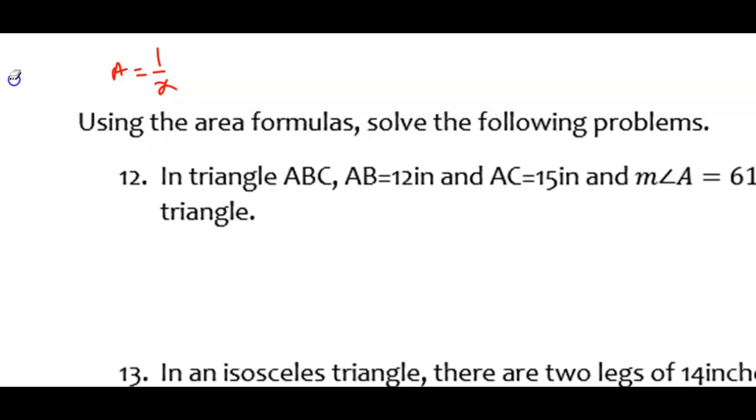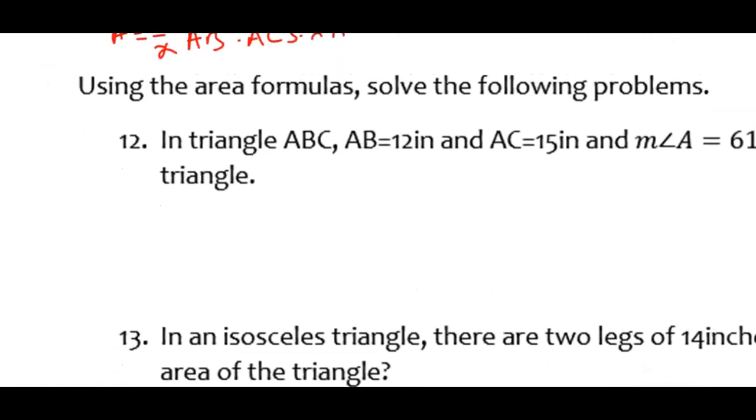Well, let's look at our triangle real quick. Area is 1/2 base times height, or 1/2 AB times AC times the sine of the given angle A. All right, the inclusive angle. So in this triangle ABC, we have angle A is 61, AB is 12, AC is 15. So this is an included angle, side angle side.